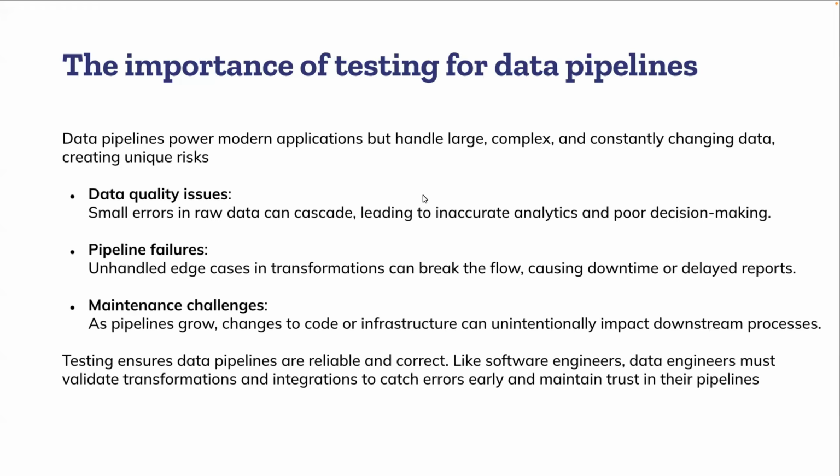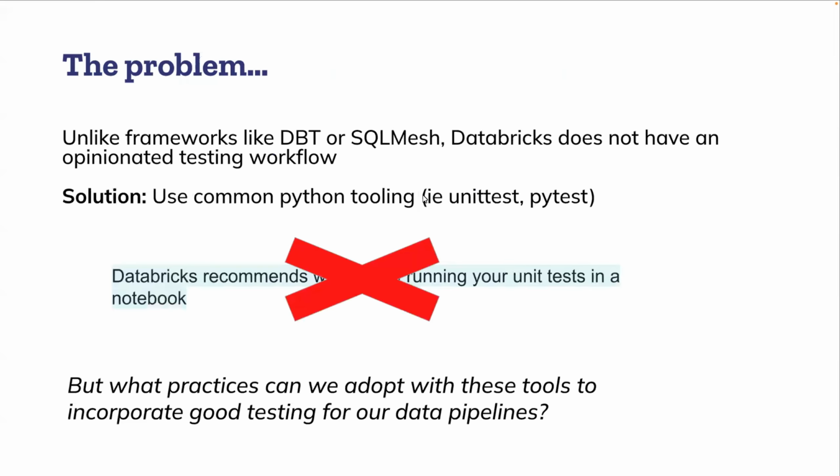Small errors in raw data will cascade into your reports, and they can lead to inaccurate analytics, poor decision making, and they can erode the trust in your company. They can also cause pipeline failures, which give you downtime, delayed reports, and there's maintenance challenges associated with that. So testing ensures that they are reliable and correct. And just like software engineers, I think we should validate every sort of transformation every step of the way in a data pipeline.